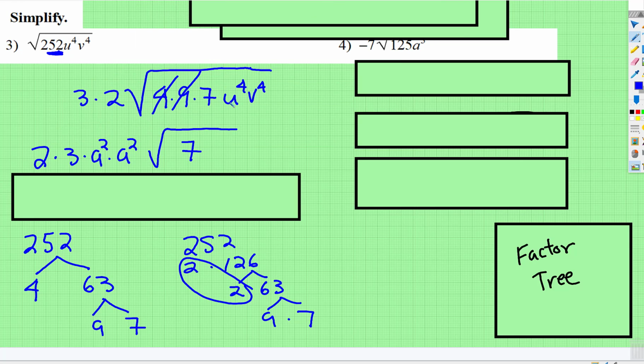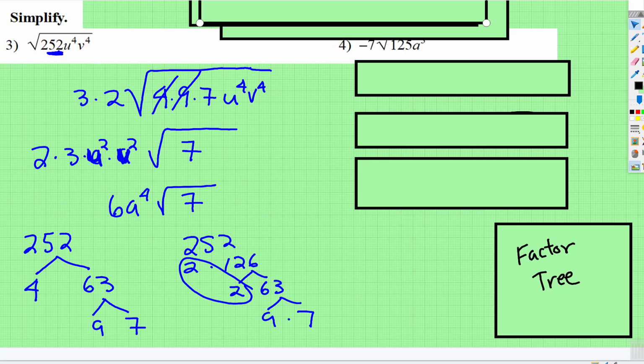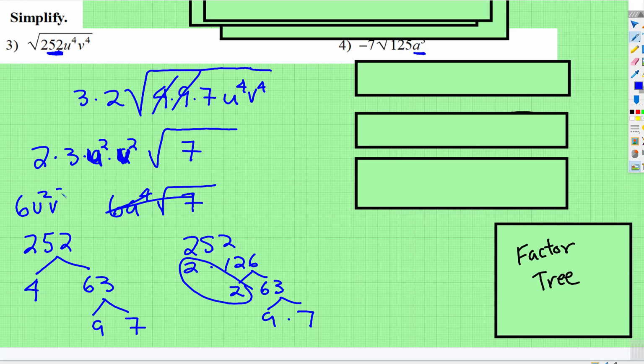And the square root of u to the fourth is... Oh, that's funny. I wasn't even paying attention. So this should be a u. And this should be a v right there. What a goofball. All right. And so it simplifies. You can tell what our brain does. I was looking at this a over here, I think, when I was doing that. So this simplifies to 6 u squared v squared square root 7.